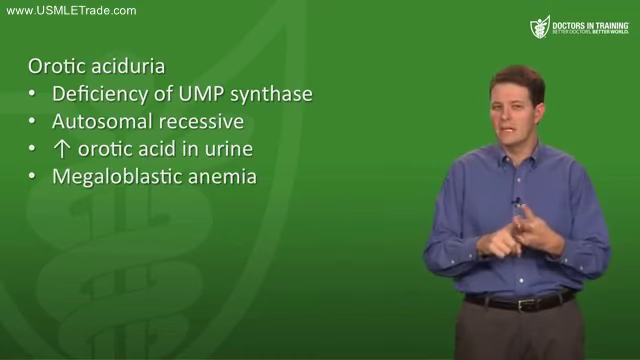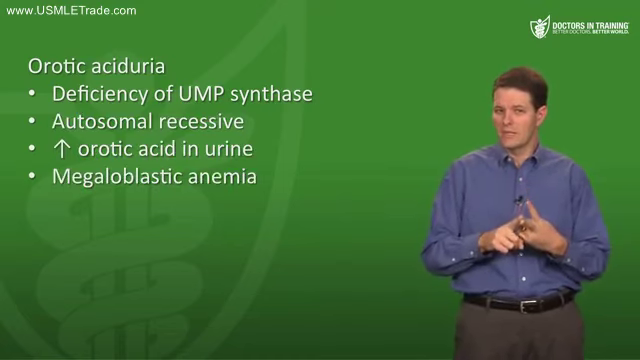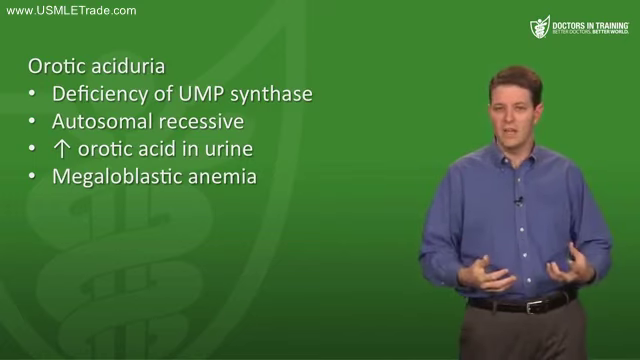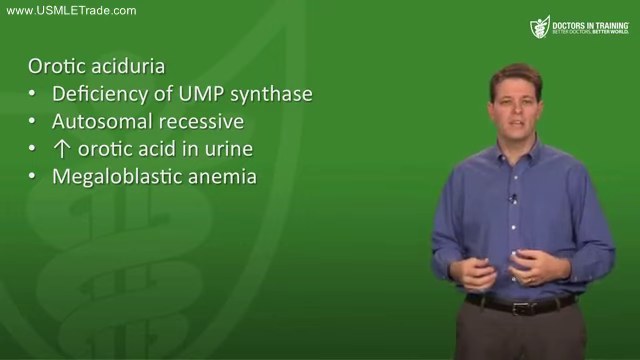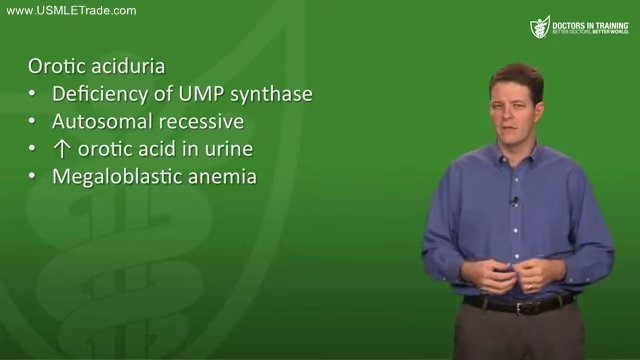and megaloblastic anemia, because these patients can't make pyrimidines, which is a problem for rapidly dividing cells that require new DNA, such as hematopoietic cells. So orotic aciduria is a very rare cause of megaloblastic anemia.